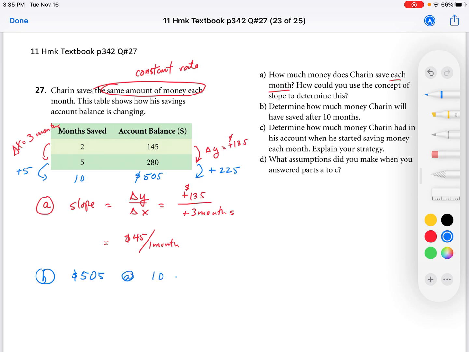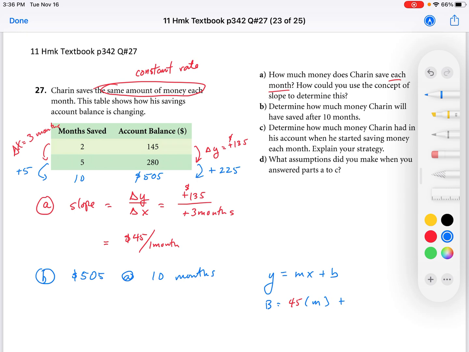So that's at 10 months. So we could use a table to do this. We could also come up with the equation for this. So I'm going to come up with the equation for this relationship. For the equation, I need y equals mx plus b. So the y is going to be the balance. The m is our slope. So I'm going to use the slope that we calculated, which is $45 per month, times the month saved. So we'll just make that m, plus the starting amount.